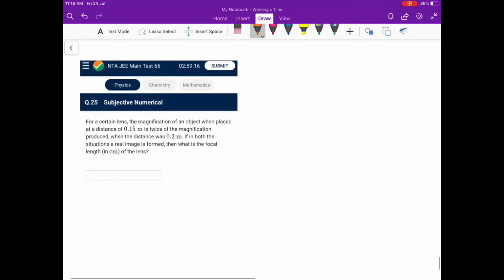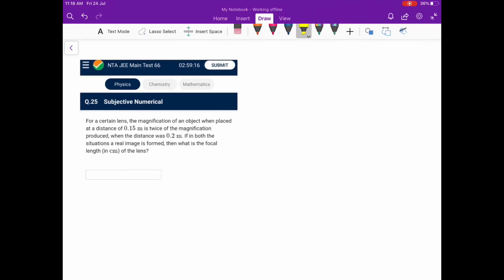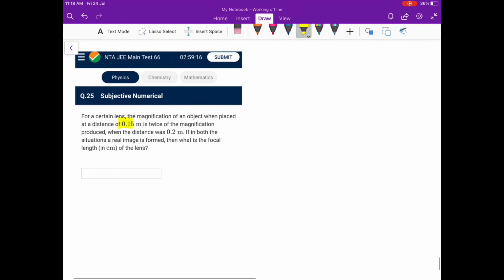Now the last one. For a certain lens, the magnification of an object when placed at a distance of 0.15 meter is twice the magnification produced when it was at 0.2 meter. If in both the cases the real image is formed, then what is the focal length of the lens? So you have to compare the magnification in two cases. Let me derive the formula if you don't remember.